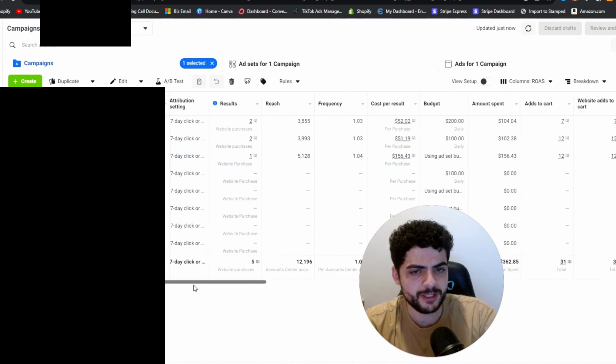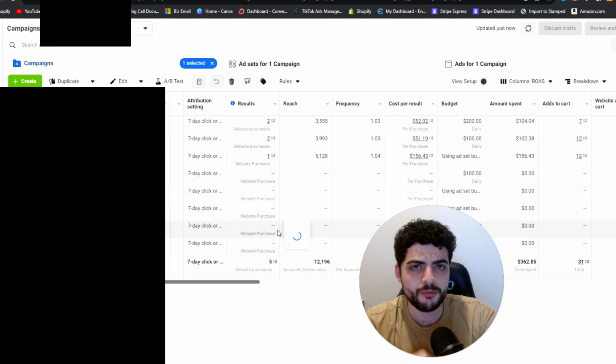Now, what I ended up doing, even though we weren't at a 2 ROAS, is I usually like to scale after, let's say, the day before was a 2 ROAS. I usually like to scale from there.